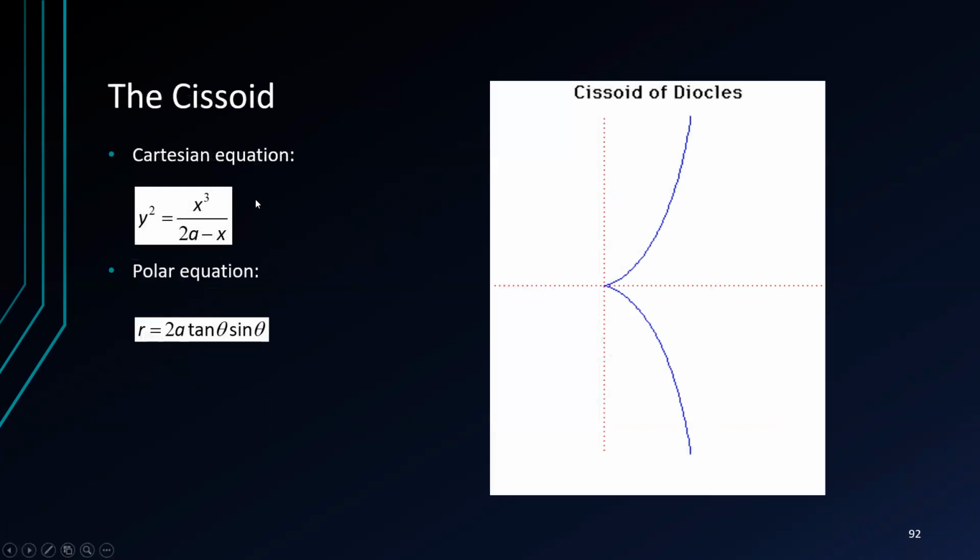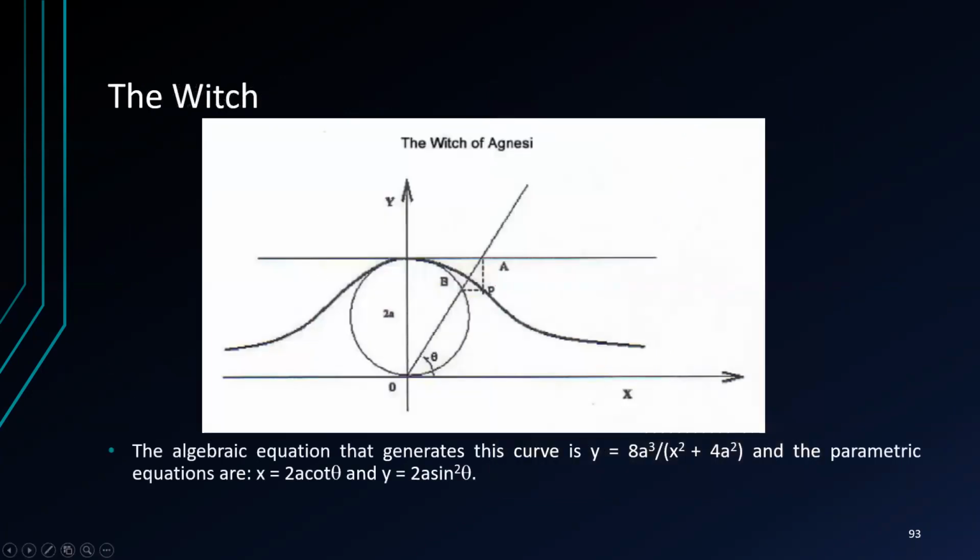The cissoid, where tayong Cartesian equation, y squared is equal to x cubed over 2a minus x. By the polar equation naman, cissoid of Diocles is r equal to 2a tangent theta sine theta. Next is the witch. The algebraic equation that generates this curve is y is equal to 8a cubed over x squared plus 4a squared. And the parametric equations are x equal to 2a cotangent theta and y is equal to 2a sine squared theta.